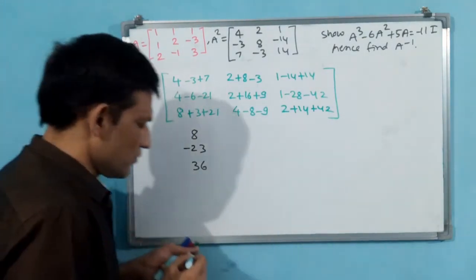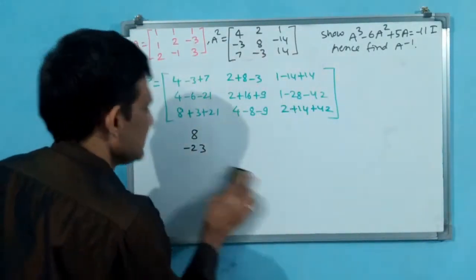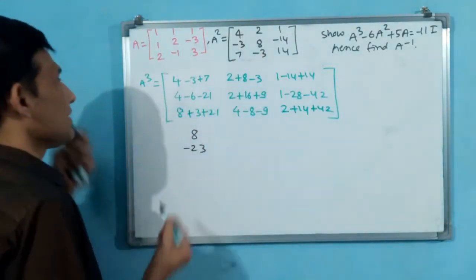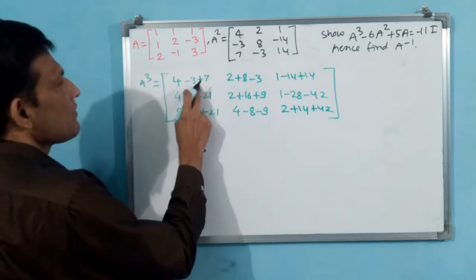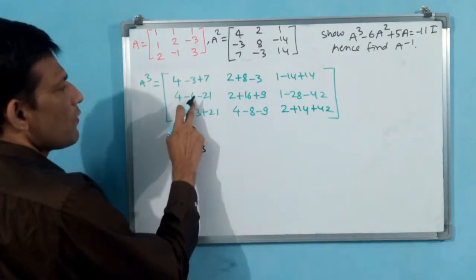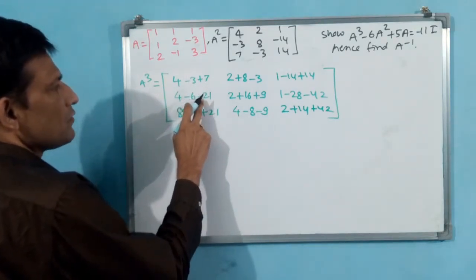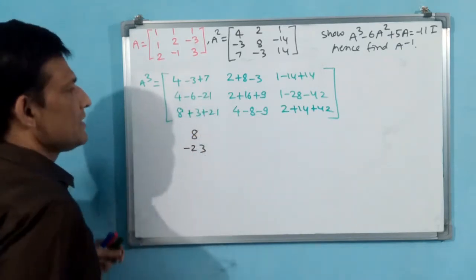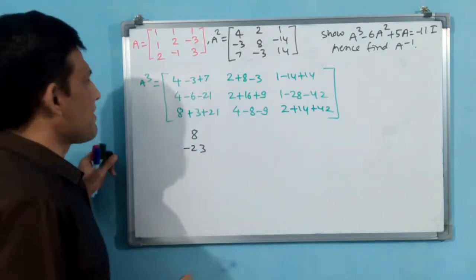24 plus 8, 32 only. I have done wrong. Okay, let us see once again. 4 minus 3, 1 plus 7, 8. Okay. 4 minus 6, minus 2, minus 21, minus 2, minus 23. This is also okay. 8 plus 3, 11.